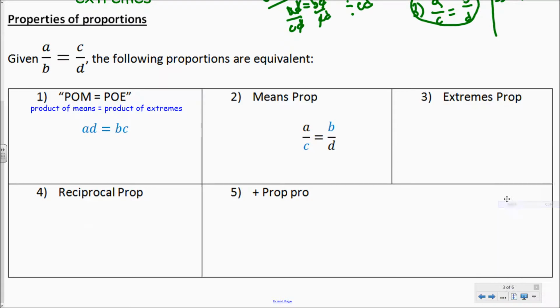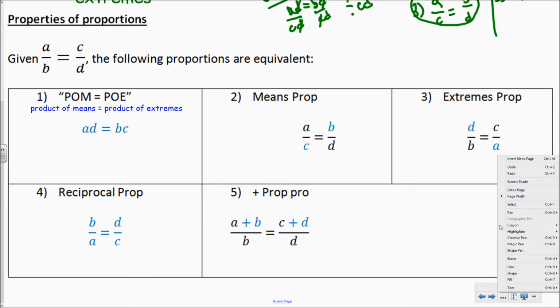So the remaining properties are the extremes property, which is just like the means property, except you can interchange the extremes values. The reciprocal property, which is that from this original proportion, I can take the reciprocal of both sides and it would still be proportional. And the last one that we're going to talk about in this video is the addition property of proportions, where I can add the denominator value to each side and it will still be in proportion. The last one is actually quickly justified by just thinking about the addition property of equations.